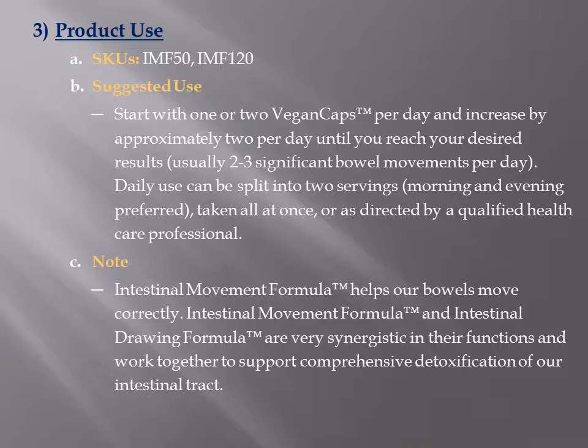And now let's talk about how to use this product. First, it's good to know that we have two different sizes available. We have a 50 cap bottle and a 120 cap bottle. The suggested use on intestinal movement formula is to start with 1 or 2 vegan caps per day and increase by approximately 2 capsules per day until you reach your desired results, which for most people are going to be 2 to 3 significant bowel movements per day.